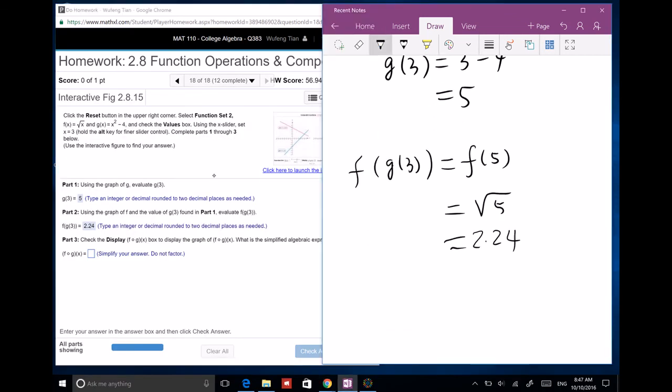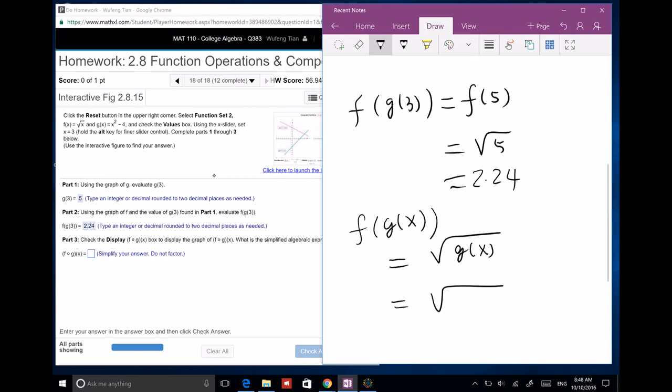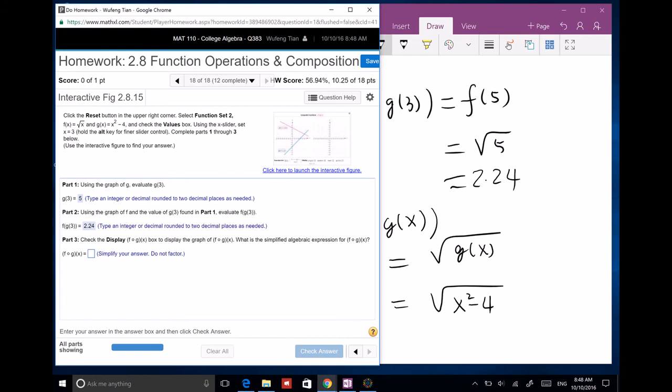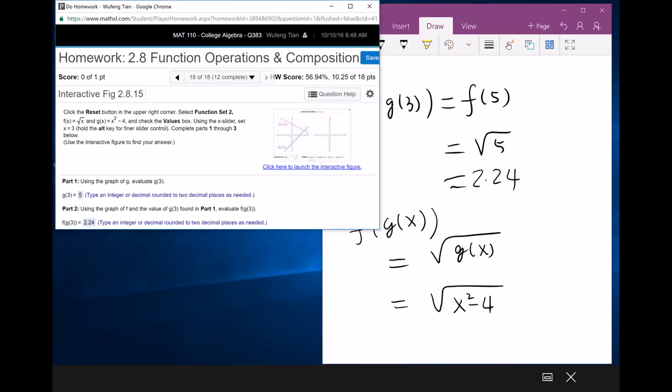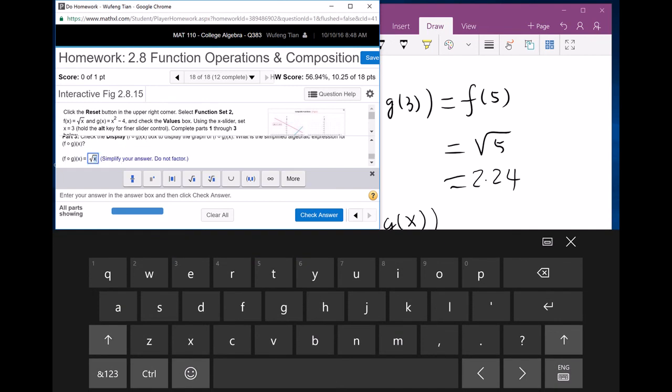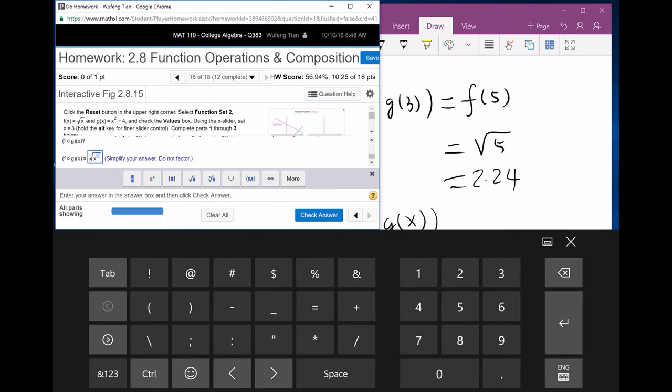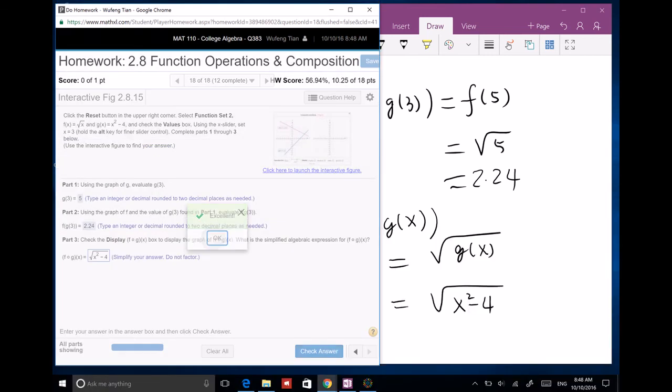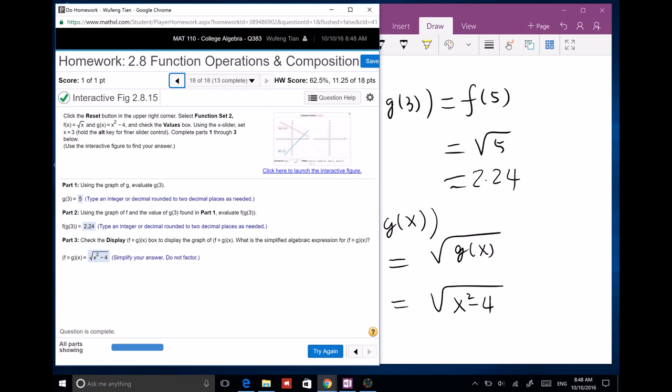The third one is f of g of x. So it's the square root of g of x, right? And the square root of g of x is the square root of x squared minus 4. Now, what is the simplified algebra equation? It's the square root of x squared minus 4. That's what you need to type in. Oh, that's it. We're done.